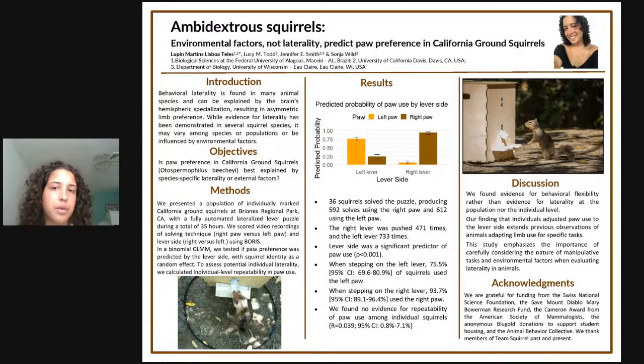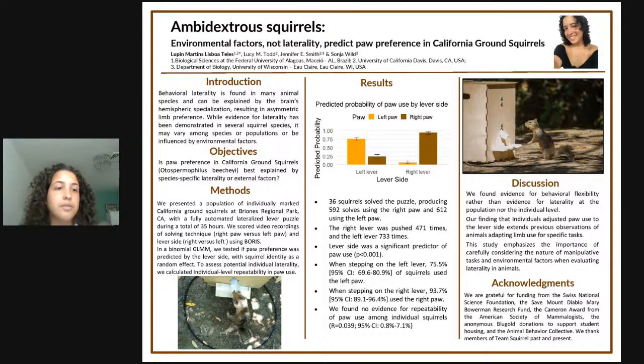As you can see here in our graph, when pressing the left lever, the squirrels used their left paw more than the right paw. And when using the right lever, the same result came. They used the right paw more than their left paw. So we had 75% usage of the left paw with the left lever, and with the right lever, we had 93.7% usage of the right paw.